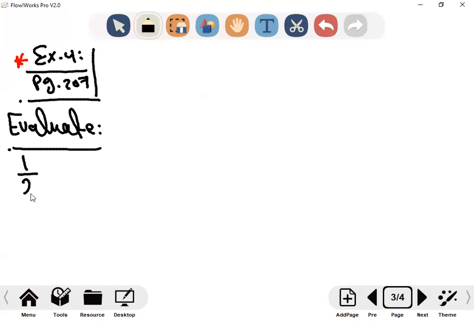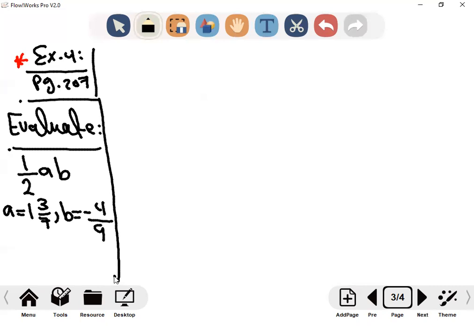So here, find or evaluate half AB. What does half AB mean? It means half multiplied by A multiplied by B. Do you understand, Moaz? What's your name? Moaz. A is how much, Moaz? 1 and 3 over 7. B is negative 4 over 9. This is the question. Evaluate half AB, if A is 1 and 3 over 7, B is negative 4 over 9.